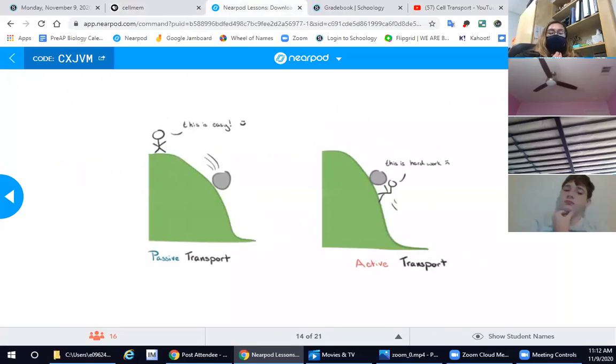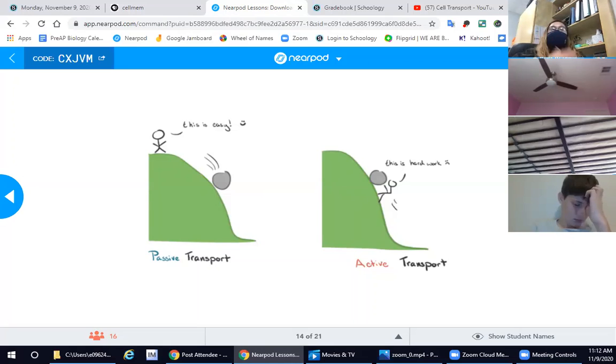So now we're going to talk about types of cell transport. And cell transport is the movement of particles across the membrane. And again, we want to move molecules to maintain the homeostasis. We want to keep things balanced and checked. So we're going to be moving sugar molecules. We're going to be moving salt, sodium, potassium, calcium. We're going to be moving those through the membrane to make the cell happy.